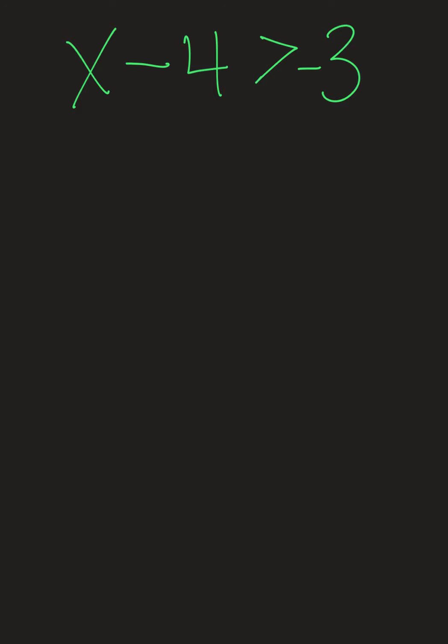Our first example, we have x minus 4 is greater than negative 3. Now we're going to use the same concept that we used for solving equations, but instead of putting our line through our equal sign, I'm going to put it through my greater than symbol, wherever my inequality symbol is. And I'm going to do the same exact steps. I have one step. It's a subtraction problem, so I'm going to add 4 to both sides.